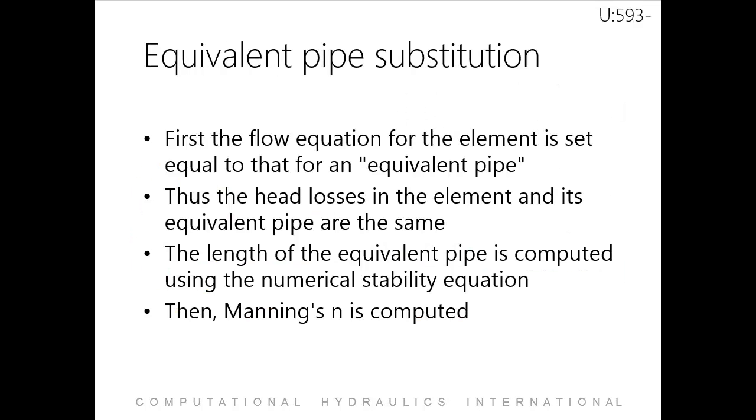Short conduits and weirs are known to cause model stability problems and can be replaced by an equivalent pipe length. This process involves the following steps. First, the flow equation for the element is set equal to that for an equivalent pipe. Thus, the head losses in the element and its equivalent pipe are the same. Then the length of the equivalent pipe is computed using the numerical stability equation. The Manning's n value is then computed.